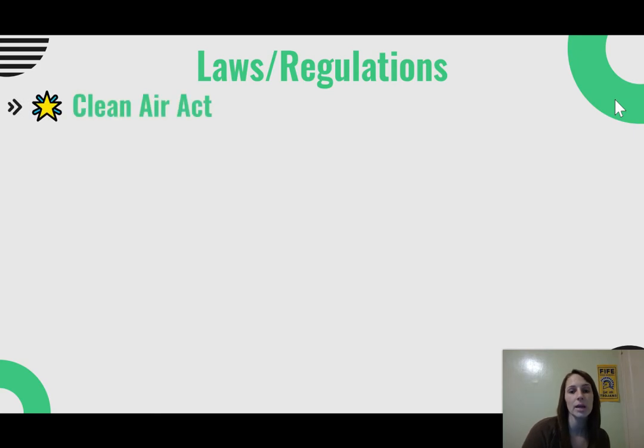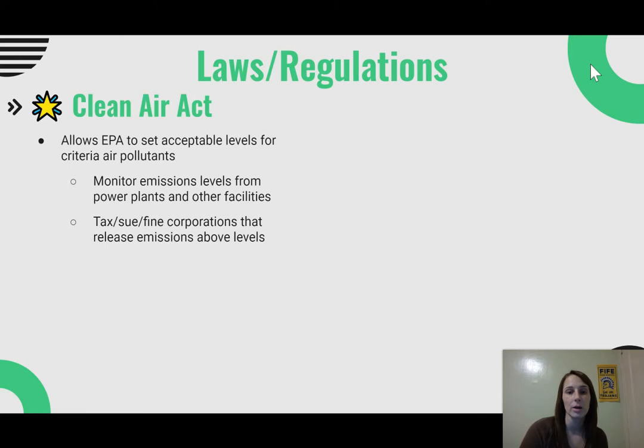There are some laws and regulations that are going to impact these air pollutants. And the first one is a very important one that you are required to know for the EP test, and that is the Clean Air Act. I've mentioned this before, but just to make sure you understand it, the Clean Air Act is going to allow the EPA, the Environmental Protection Agency, to set acceptable levels for the criteria of air pollutants. They can monitor emission levels from power plants and other facilities, and then they can tax, fine, or even sue corporations that are releasing emissions above the levels.